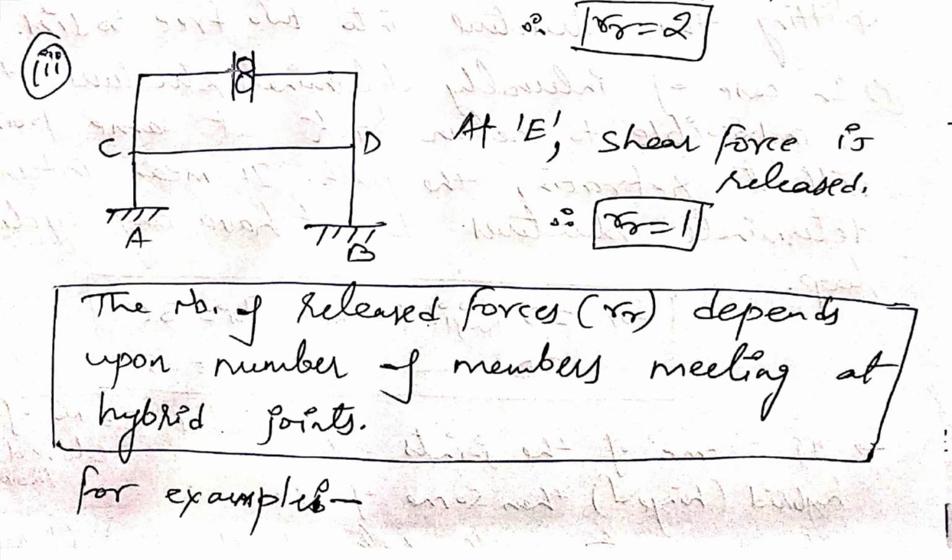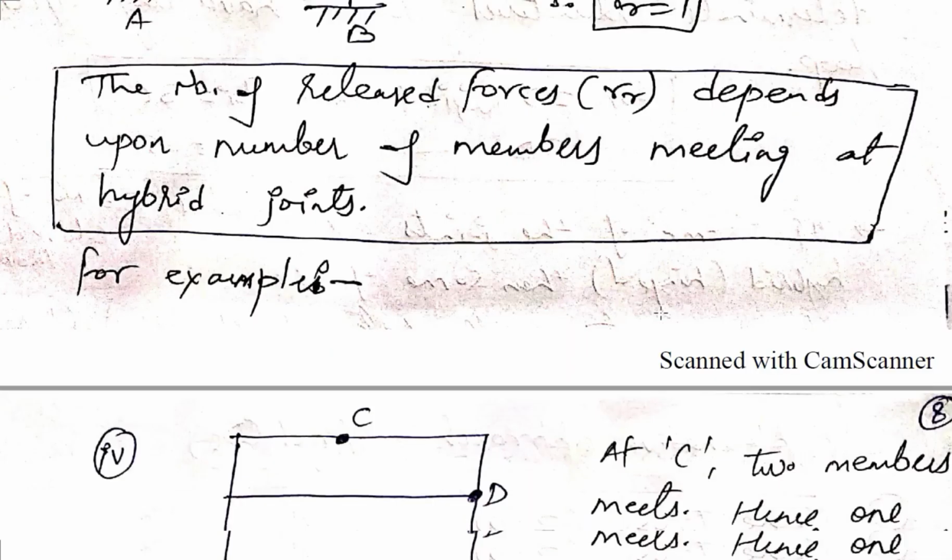So this is your RR. Then RR is calculated as number of members meeting, that is 1 here, 2 here. 2 minus 1 is 1. So your RR value is 1 here. You have to keep in mind this case also.